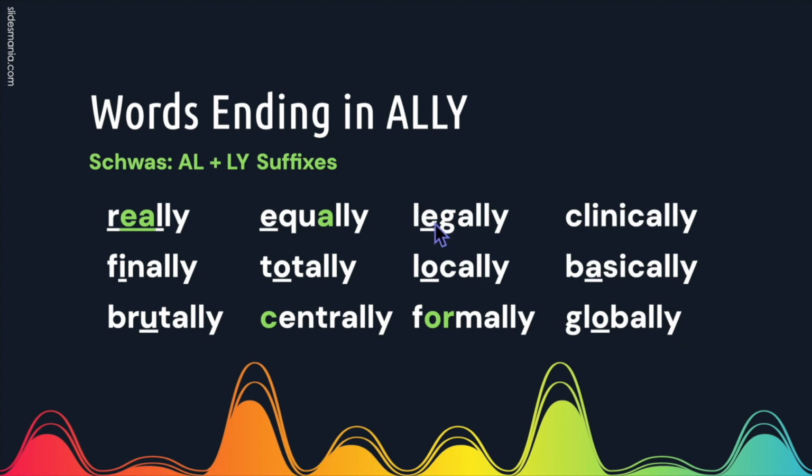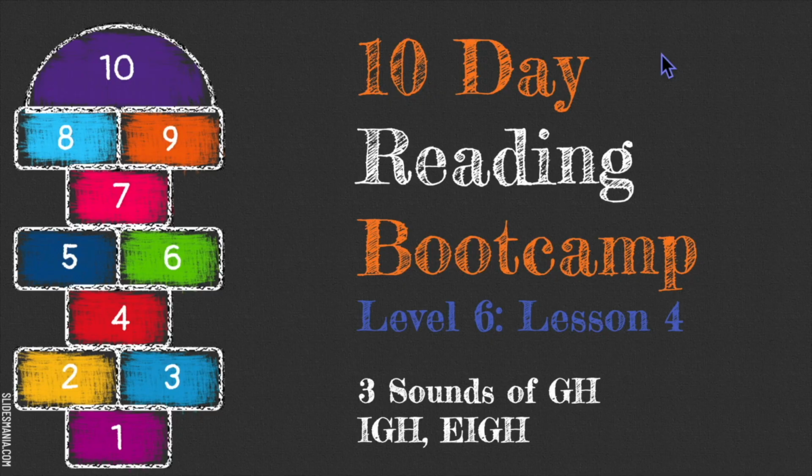Globally. So if the word ends with ALLY and there isn't another vowel in front of it, try pronouncing it as ul-li, because alley is hard to say.